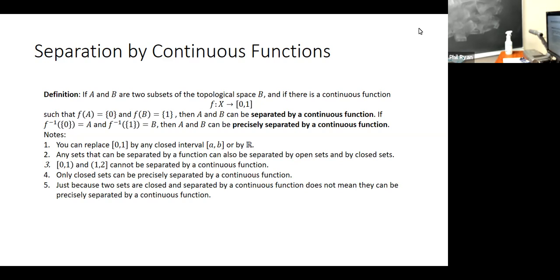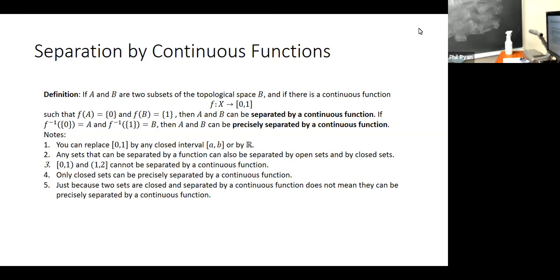Okay, so another way of separating things, and it's a stronger way, is by using a continuous function. So we have two subsets of a topological space. Oh, that should be an X. Where did B come from? If there's a continuous function from X to the unit interval, such that the function is 0 on A and 1 on B, then we can say that A and B can be separated by that continuous function.